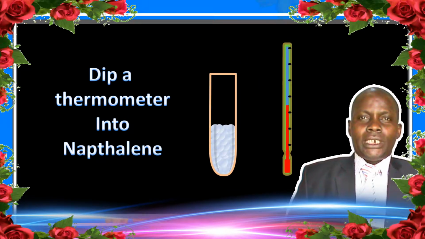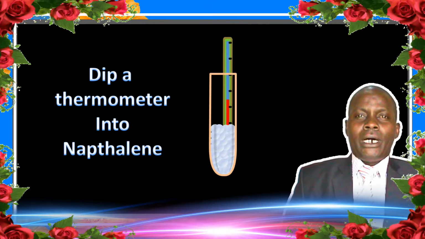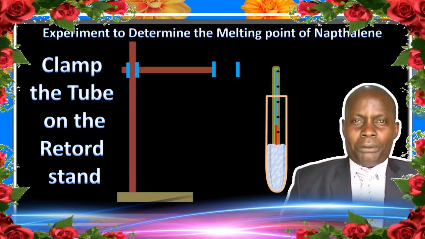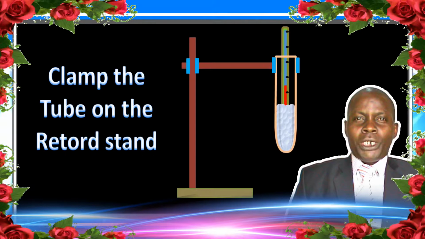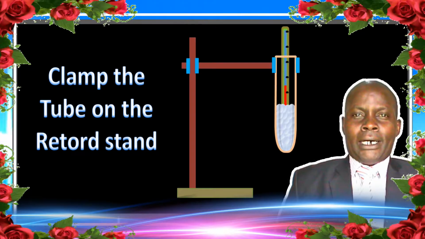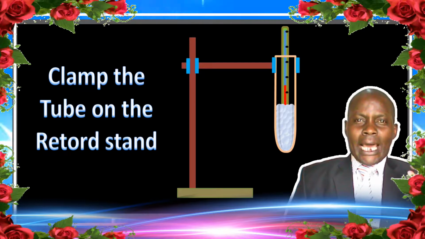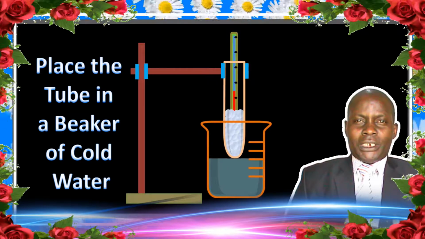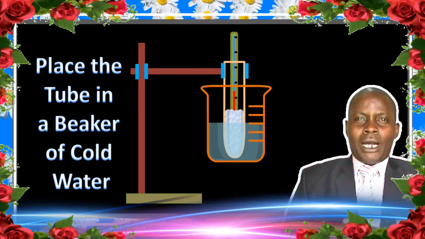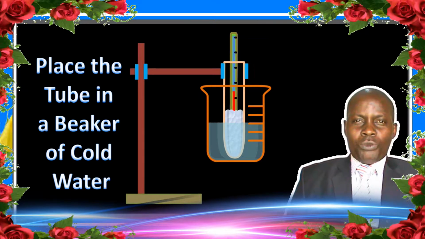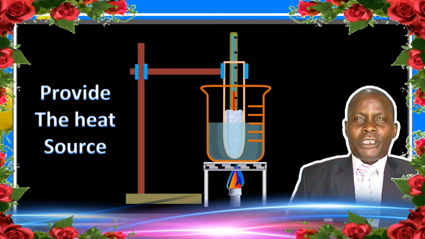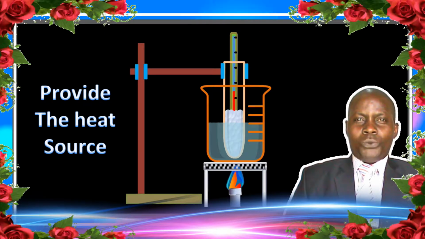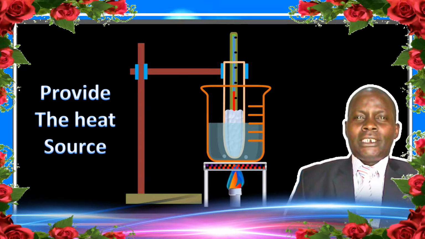And in this one, we set up our apparatus. We get the boiling tube, fill it with naphthalene, and then we dip in the thermometer. Then we clamp the whole setup of the boiling tube, naphthalene, and thermometer on the retort stand, and place it into the beaker with cold water. When we have finished the setup, then we provide the heat source.